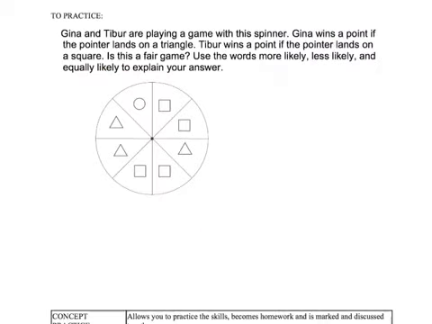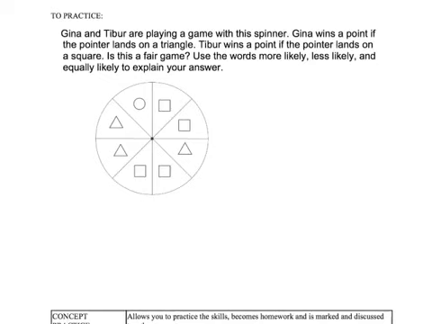Alright, now it's your turn to practice. We have a spinner to look at here. Gina and Tabor are playing a game with this spinner. Gina wins a point if the pointer lands on a triangle. Tabor wins a point if the pointer lands on a square. Is this a fair game? Use these words, more likely, less likely, and equally likely, to explain your answer. Press pause and think about this one now and be ready to explain.